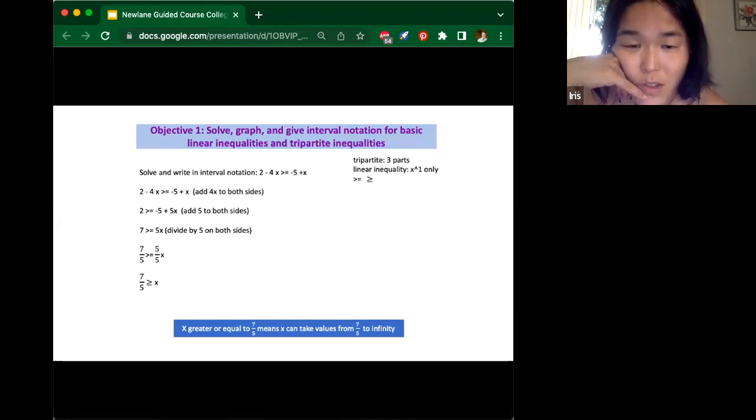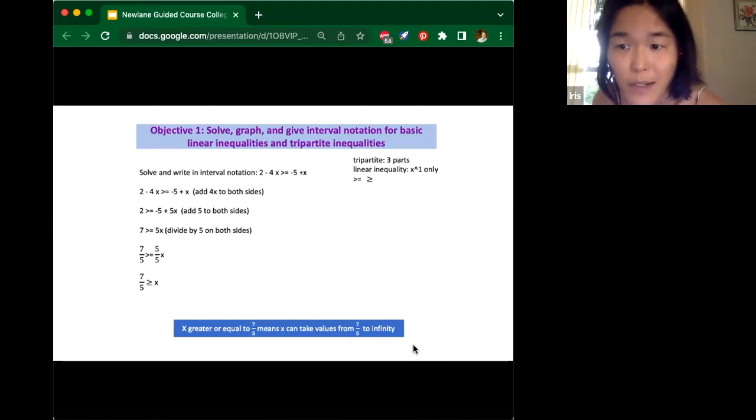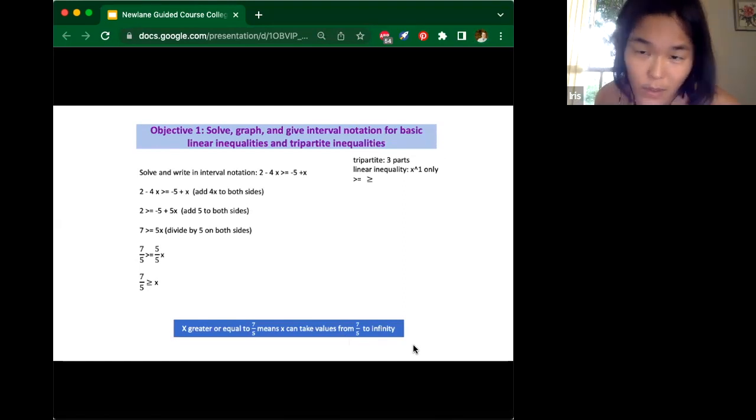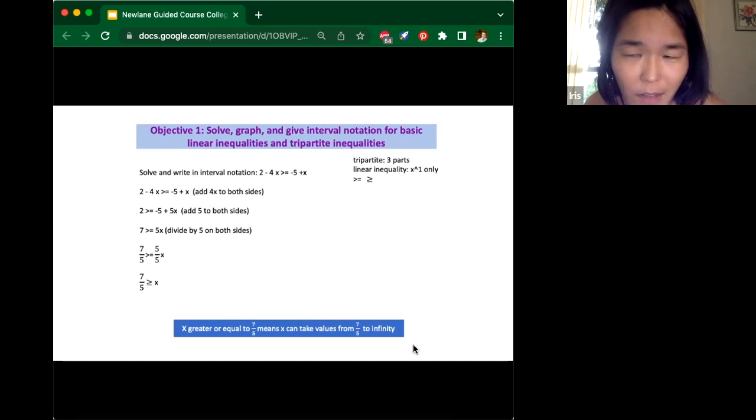Yeah, so it's always with just x plus something, or a number times x plus another number. And so an example I chose was 2 minus 4 times x greater or equal than minus 5 plus x. And we want to know what numbers x can take that will make this inequality true. And so solving, it's pretty much like when we solve equations: you add stuff to both sides, you subtract stuff from both sides, you divide by a positive number on both sides.